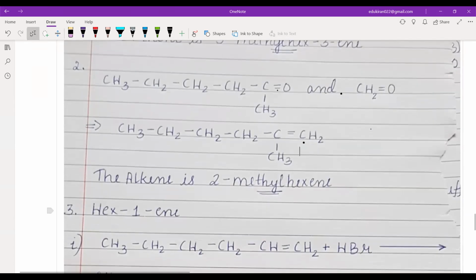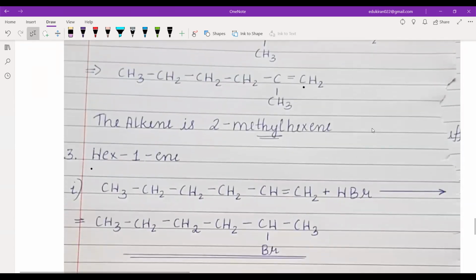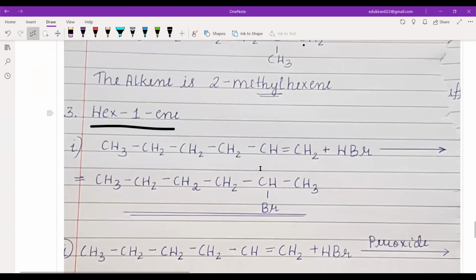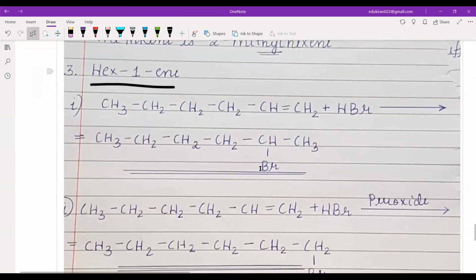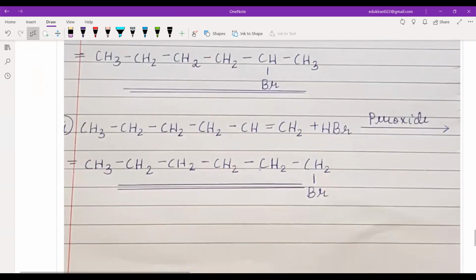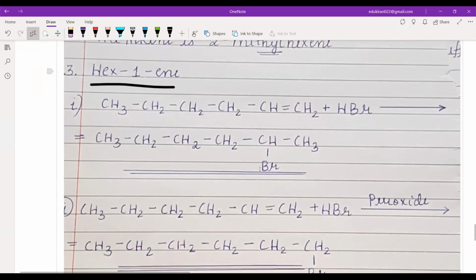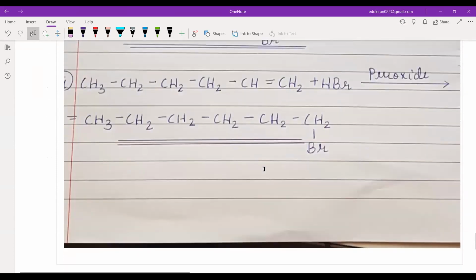Yeah, that's fine, correct. And then you had, what was this question? This is the reaction, with HBr in the absence of peroxide and in the presence of peroxide. So I asked you for a product in the absence and the presence of peroxide. Yeah, that's fine. Correct. Very good.